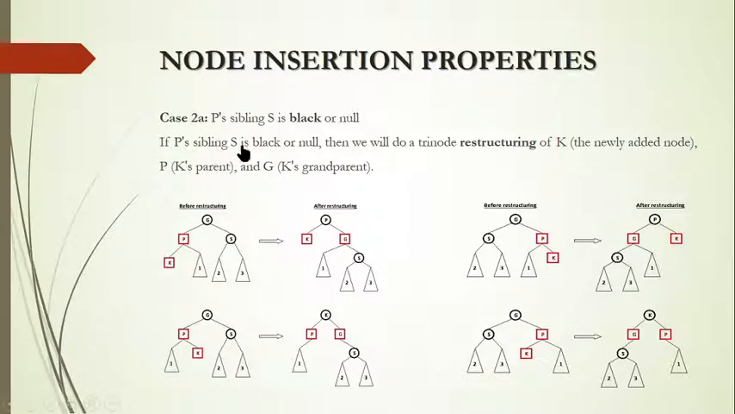If P's sibling S is black or null, then we will do a tri-node restructuring of K, as well as P and G. That means you have to look at G, P and K. The same AVL scenario. You can see all these at the left side. Take these 3: G, P and K. Everything is at the left side. So we make a single right rotation. We make a single right rotation.